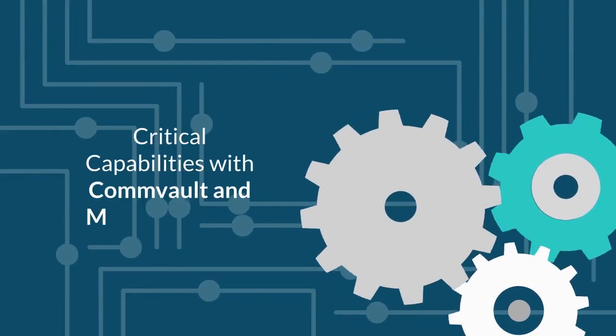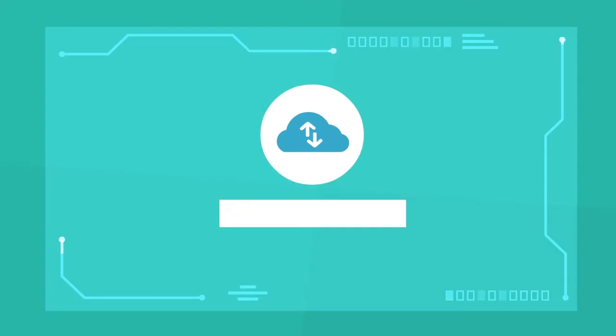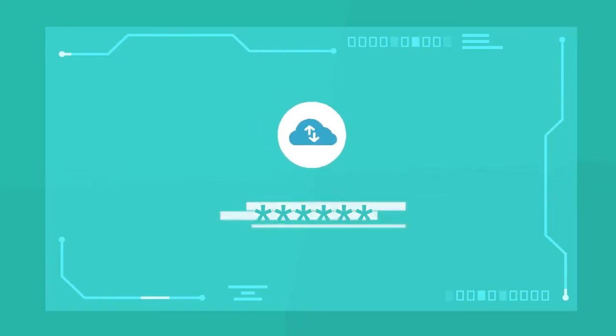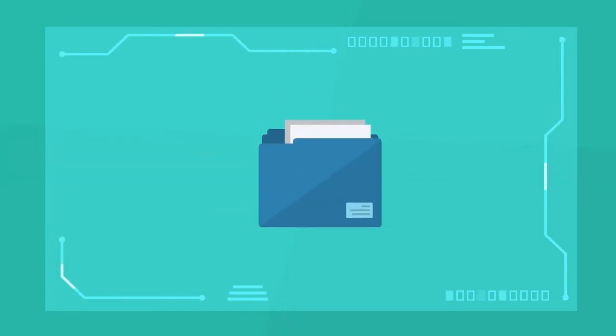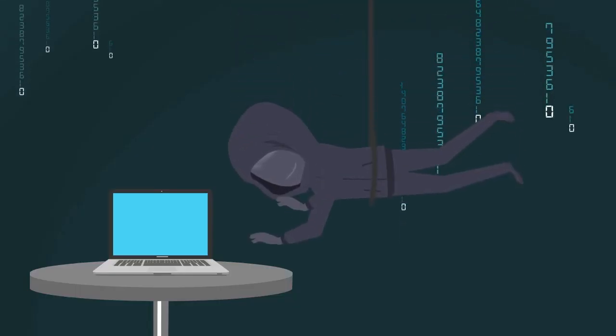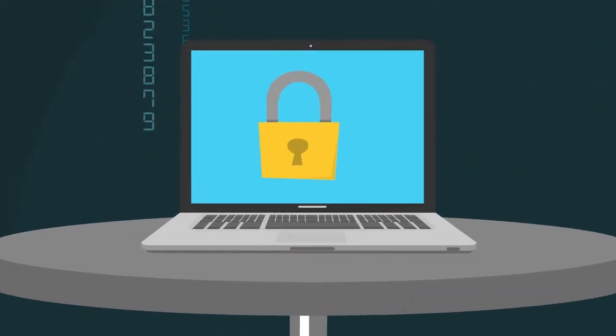Critical capabilities with Commvault and Microsoft Azure. Commvault Intelligent Data Services is built on Microsoft infrastructure and leverages Azure Cloud Services for data management and protection. Commvault's Software as a Service, or SaaS, offering provides additional mechanisms to mitigate cyber attacks, leveraging the comprehensive layered security of Commvault and Azure.